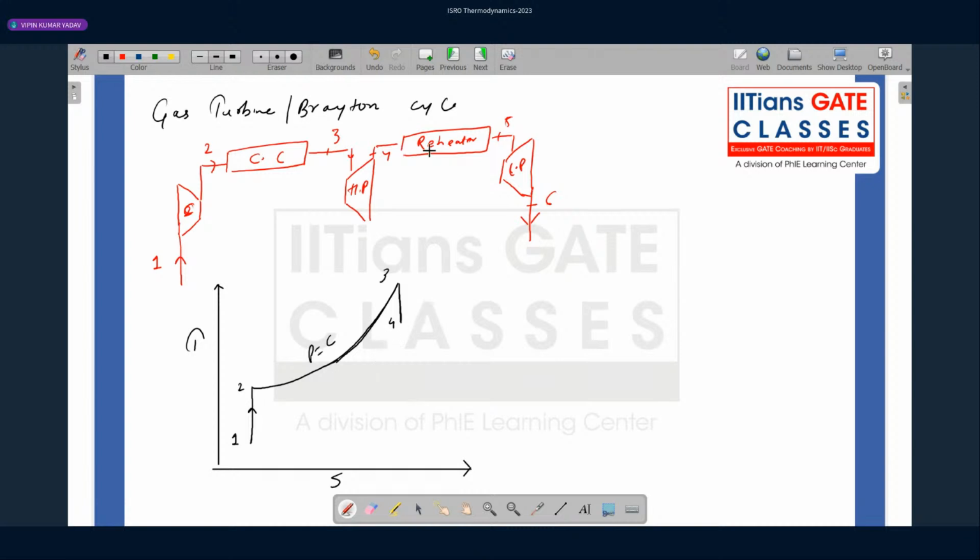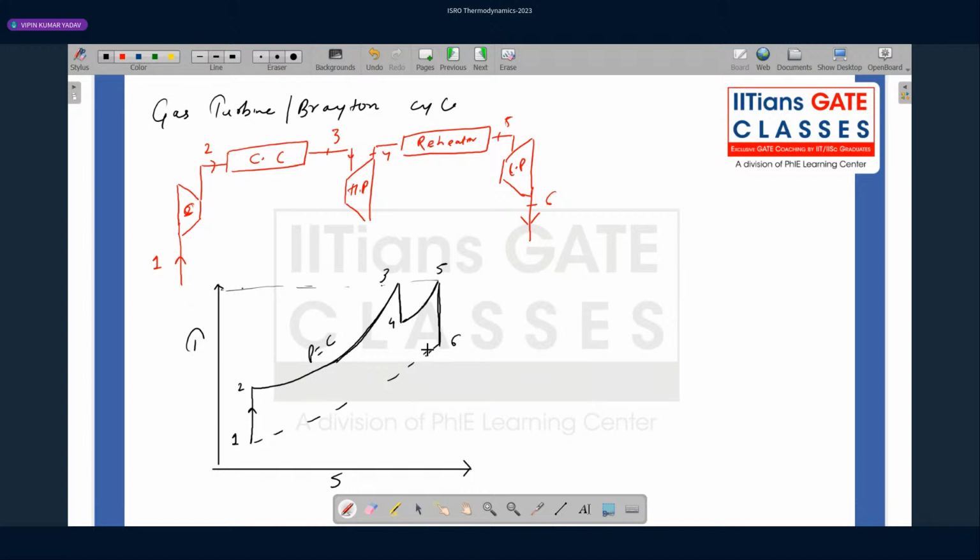Now it will enter the reheater, and it will be constant pressure reheating to still the same temperature. So it is 5, and then again it is expanded in the low pressure turbine, 5 to 6. Then it is left out to the surroundings, right? So this is basically the open cycle gas turbine.